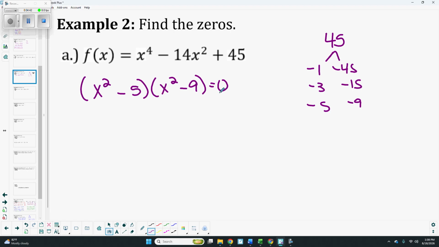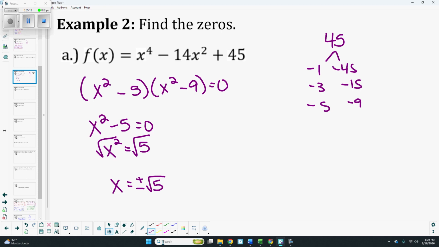Now here's something that I'm going to do a little differently. If this just said factor completely, I would go further on this one, the x squared minus 9. But because it does not say factor completely, it's just find the zeros, I'm going to treat these as solving by square roots. If I take the factor x squared minus 5 and set it equal to 0, I would add the 5, and then I would take the square root of both sides, getting the positive and negative answer there. And I could do the same thing here. If x squared minus 9 is equal to 0, add the 9.